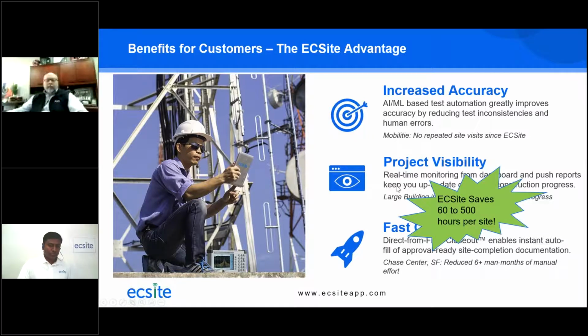So just from a summary perspective, ECSite is from a small site to a large site. We save anywhere from 60 hours to 500 hours per site. So that's definitely not only time savings, it's money savings, and a lot of headache is also gone, having to deal with a lot of these post-construction issues.